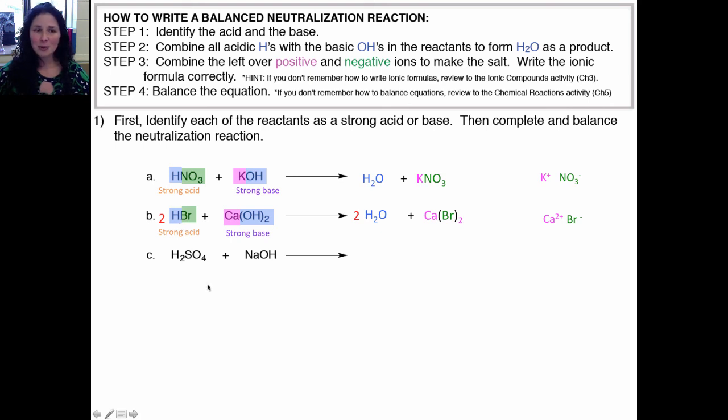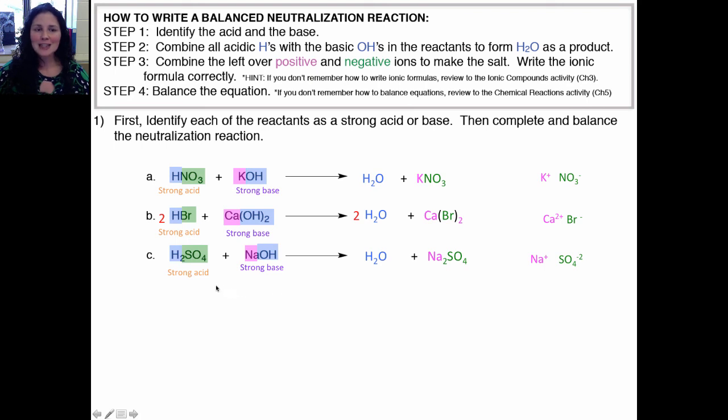Let's try the third example. Sulfuric acid is a strong acid, and sodium hydroxide is a strong base. I'll take the acidic hydrogens and the basic hydroxides, and I'll combine them to make water. Then I take the ions that are left over, and I will combine them to make the salt. In this case, the formula is sodium sulfate, Na2SO4. The last thing I need to do is balance this equation.